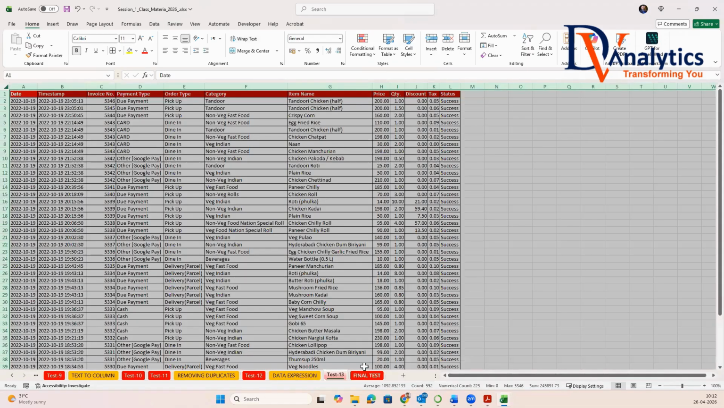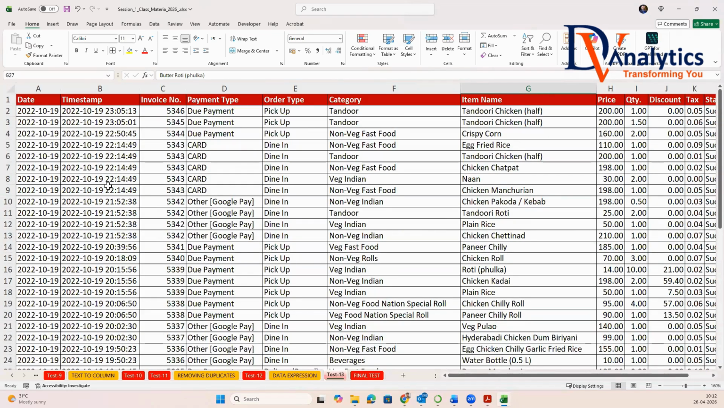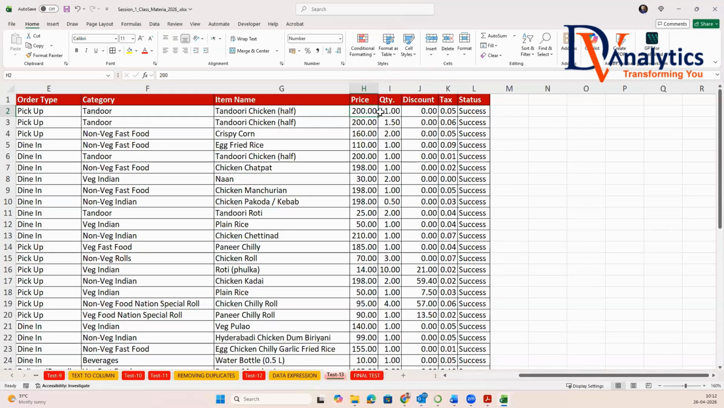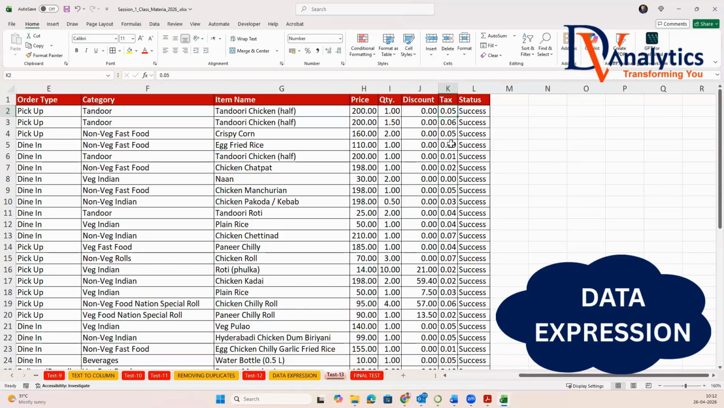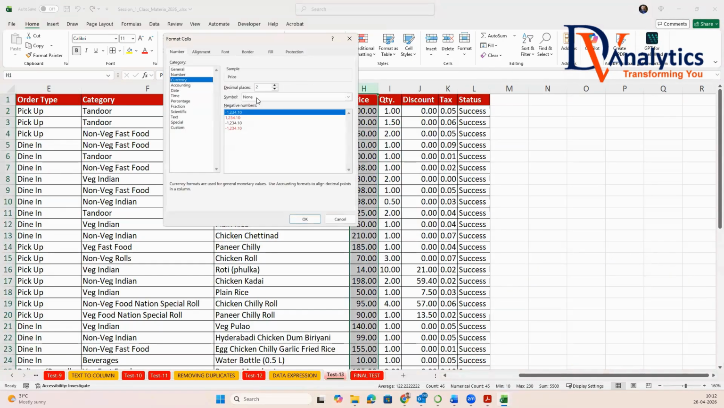Shall we do the final test here, everyone? Yes, sir. So this is the data which is coming from a restaurant. Customer came on this date, timestamp, invoice number, customer ordered what? Tandoori half chicken. What is the price of the tandoori half chicken? 200 rupees. How much quantity ordered? One quantity. Is there a discount amount? No. Is there tax? Yes, there is 5% tax. How do you want to format the price? Rupees, currency.